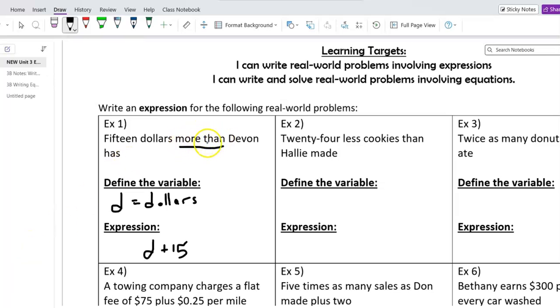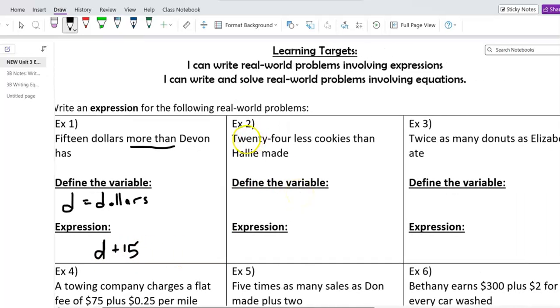So these keywords, more than, when you see this word than, this is going to tell you to switch things. On this problem, 15 came first, and then Devin came second. However, we put the 15 last when we wrote the expression. More than is a key way that tells you we actually need to flip the order. Usually when you write these, you'll write it just as it is. The 15 came first, you'll write the 15 first. The D came second, you put that second. But if you see this term more than, that tells you that you need to flip the order. So that's why this is going to be D plus 15 and not 15 plus D.